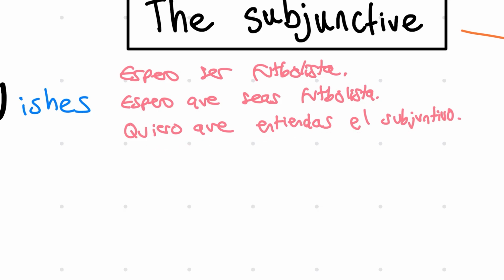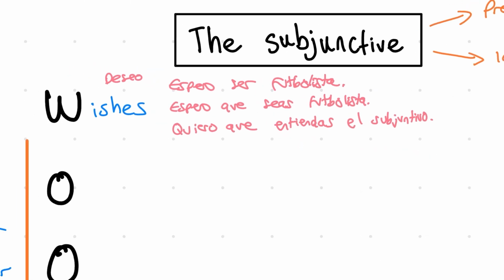So that's wishes. We can have espero, quiero, deseo as another verb, sort of saying I wish or I desire. Once we've got deseo que, espero que, and we talk about someone else doing something, or you want someone else to do something, whatever verb that is, we're going to use the subjunctive like this.